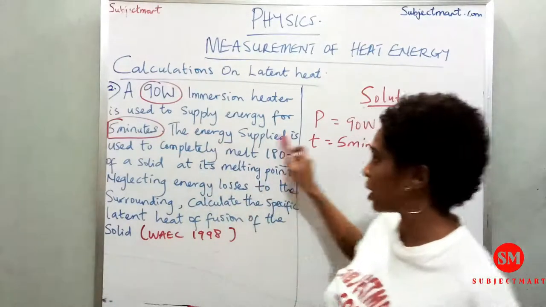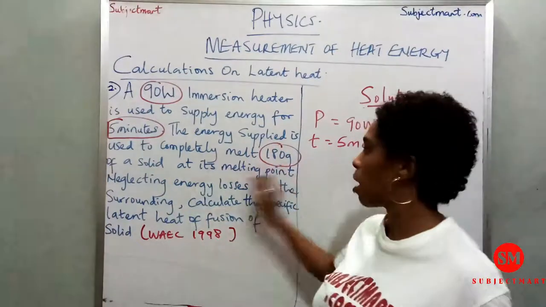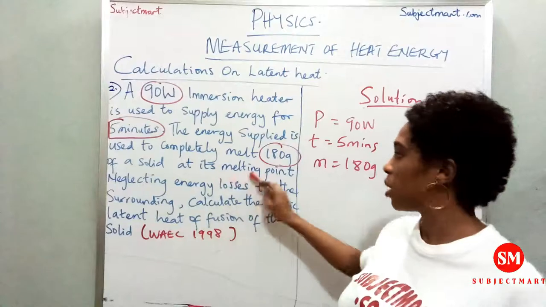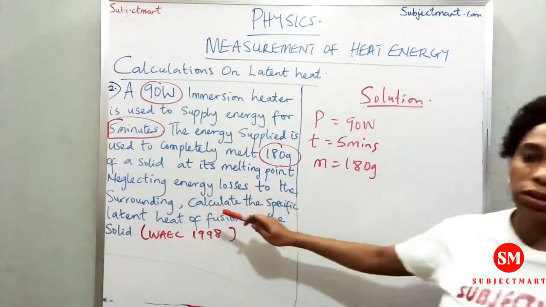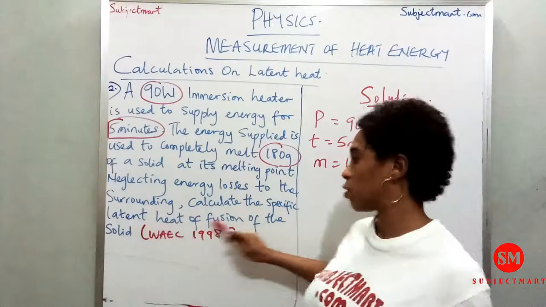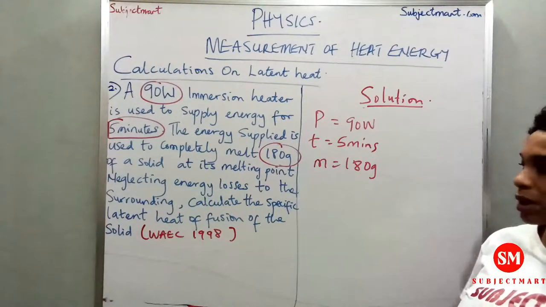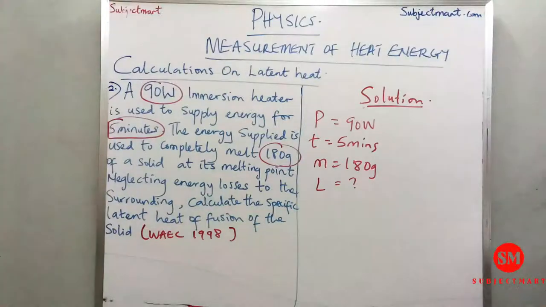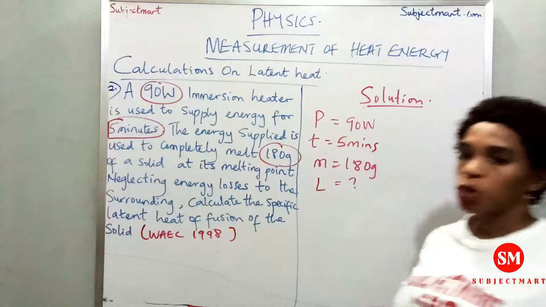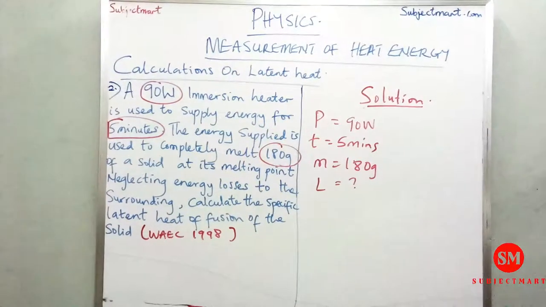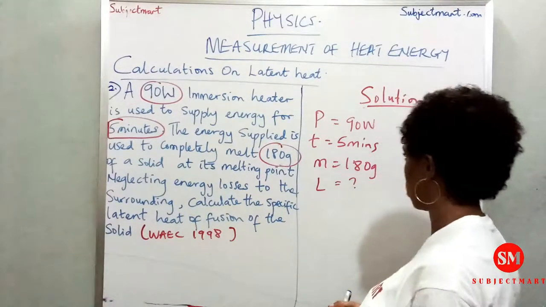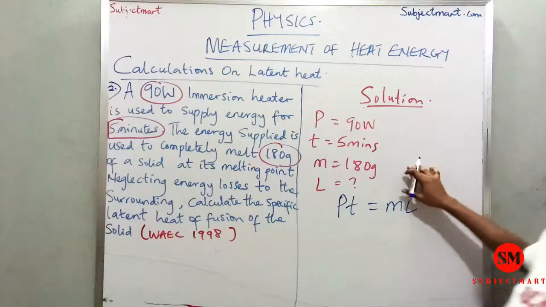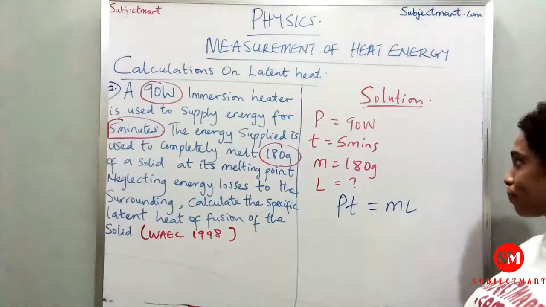They said the energy supply is used to completely melt 180 gram of a solid. So the mass of the solid here is 180 gram at its melting point. Neglecting heat losses to the surrounding, calculate the specific latent heat of fusion of the solid. So we are asked to calculate the specific latent heat of fusion of the solid, which is L. We'll recall from the formulas I gave previously that Pt is equal to mL.